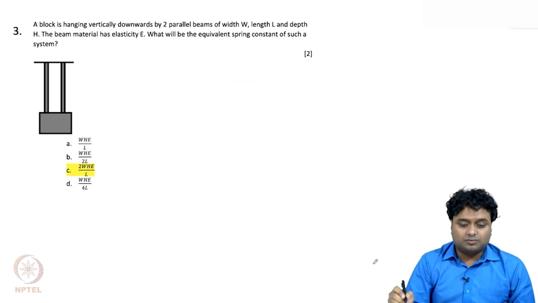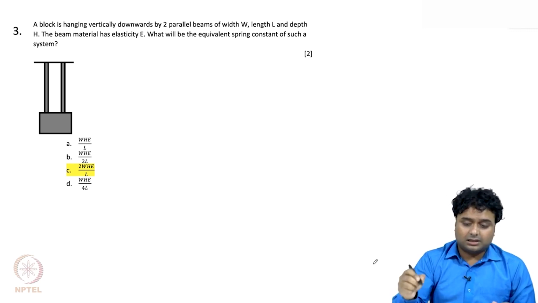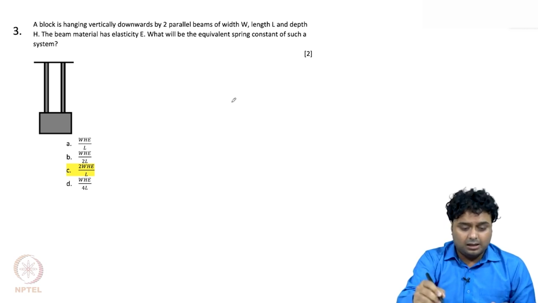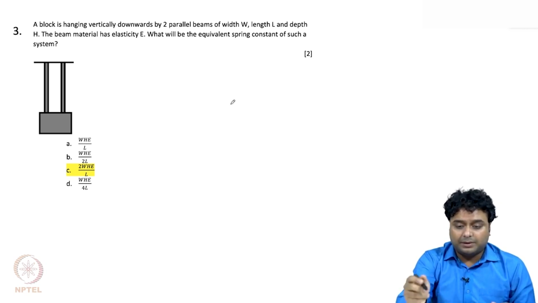Now the next question is from mechanics. What we are seeing here is that there are two beams which are connected in parallel and a mass is connected to that, right? We have the beam length as L, width as W, and depth as H. The beam material has an elasticity of E. What will be the equivalent spring constant for such a system?